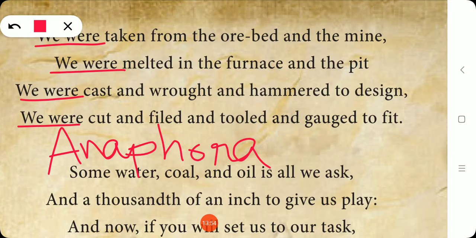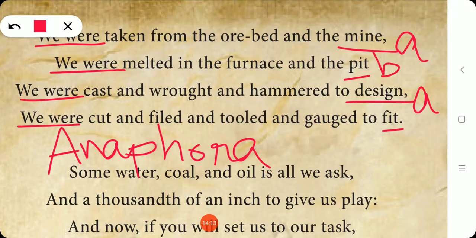And what else is in the first stanza? Look at the alliterated words. I think there are no alliterated words in the first stanza. Okay, so what are all the rhyming words here? Mine and design are rhyming. Pit and fit are rhyming. So what is the rhyme scheme? Mine, design, A; pit and fit, B. So A B A B is the rhyme scheme for the first stanza, right?